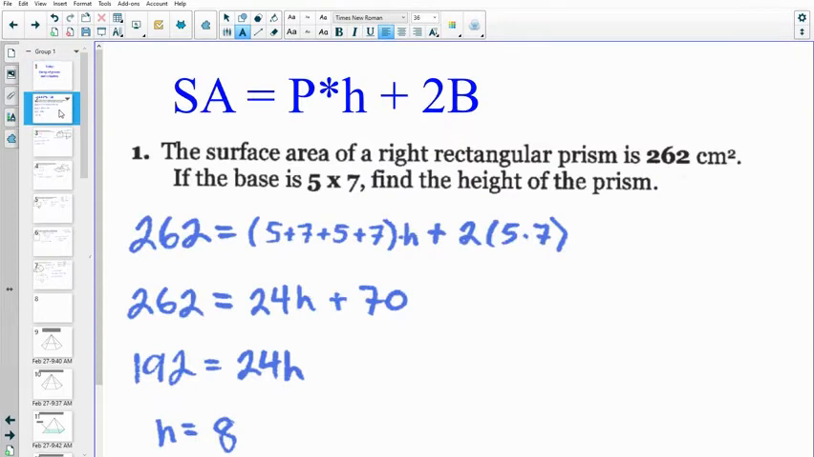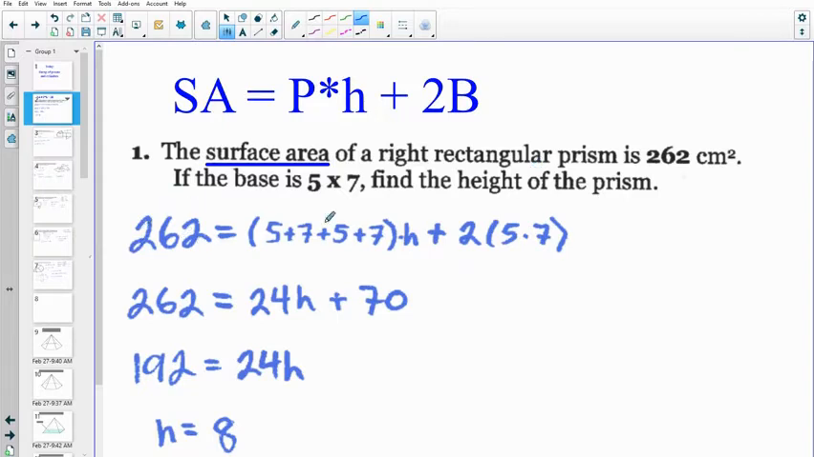Starting with number one, it says the surface area of a right triangular prism is 262. If the base is 5 by 7, then find the height of the prism. Because they said we're doing a surface area problem, that is where I started. I said the surface area is the perimeter of the base times the height plus 2 times the base. If you don't have that formula written down somewhere, probably a good idea to get that written down. Fill in the information I need.